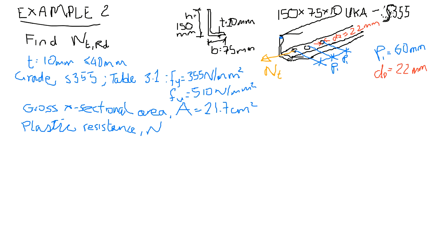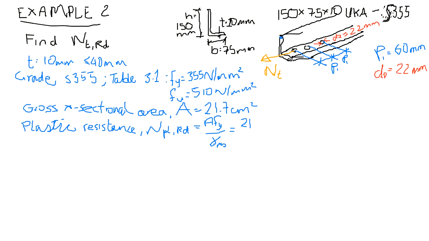N_pl,Rd is equal to the gross cross-section area times the yield strength, Fy. In this case, it's 355 newtons per millimeter squared, divided by gamma M0, which is just equal to 1 in this case. Okay, so we have 21.7 centimeters squared, so I'm going to turn that into millimeters.